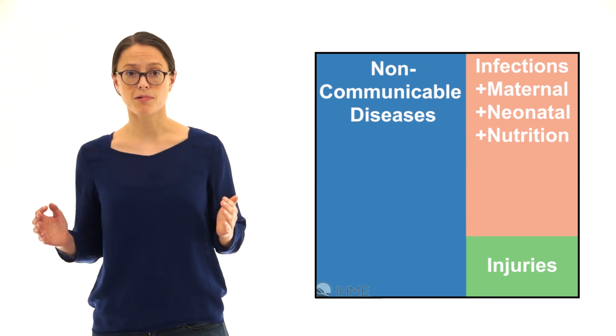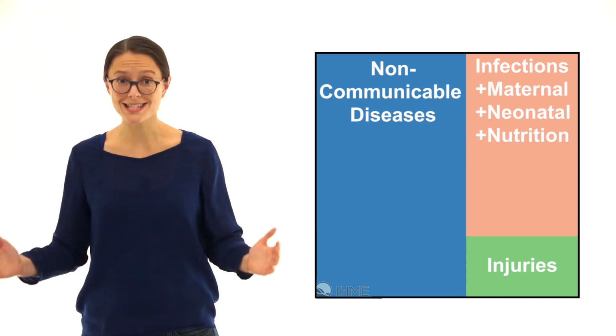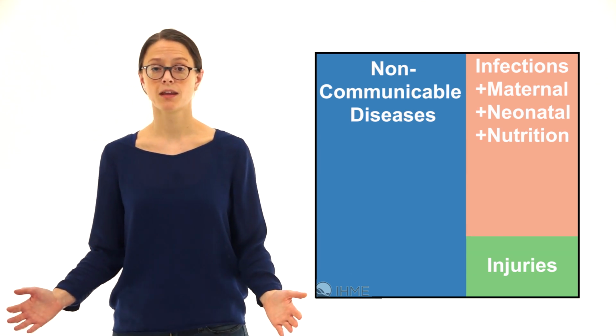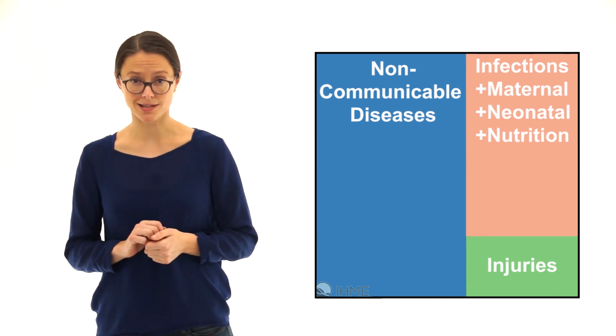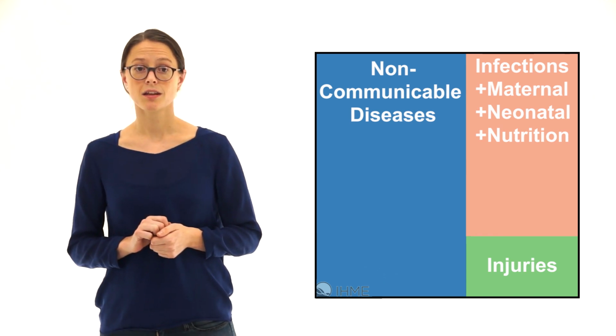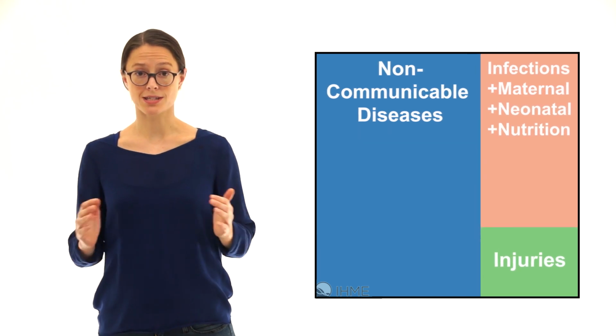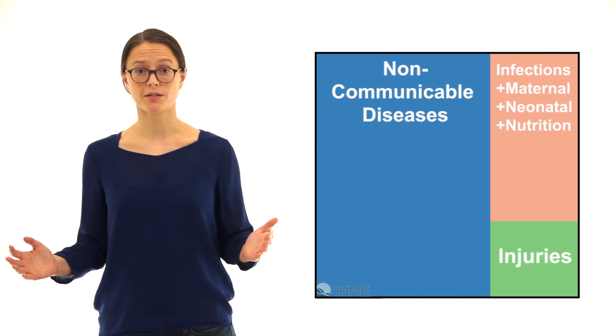Together, these three boxes represent the total disease burden of a country. If one box is getting smaller, for example, fewer children die from measles thanks to measles vaccination, the other boxes will grow in size, since they are proportional to each other.